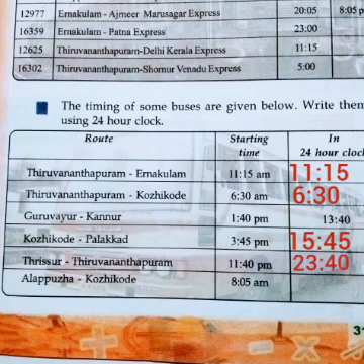Next one, Alappuzha Kozhikode 8:05 AM. Here AM, so we don't want to convert. Answer is 8:05. In today's class, we learned how to convert railway time into AM or PM, or how to convert the time in AM or PM to railway time. Can you understand? Okay, dears. See you in the next class.